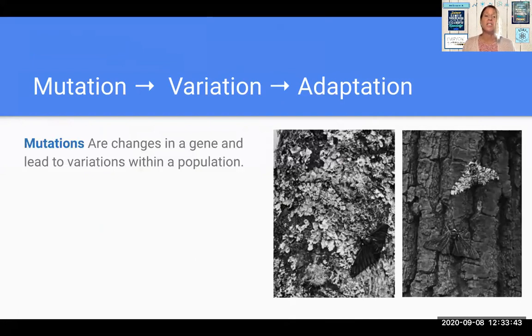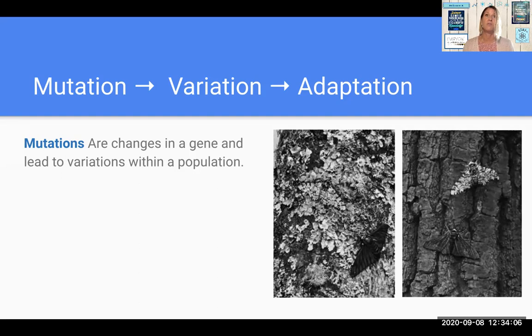Mutations are changes in a gene that lead to variations within a population. It's important to understand that we use the word mutation in everyday language as sort of like mutation's a bad thing, right? Think Teenage Mutant Ninja Turtle. When in reality, mutations are good sometimes, they can be bad sometimes, or they could be neutral sometimes.